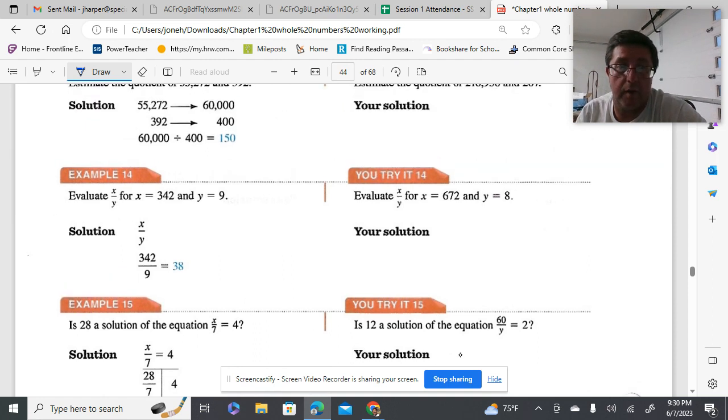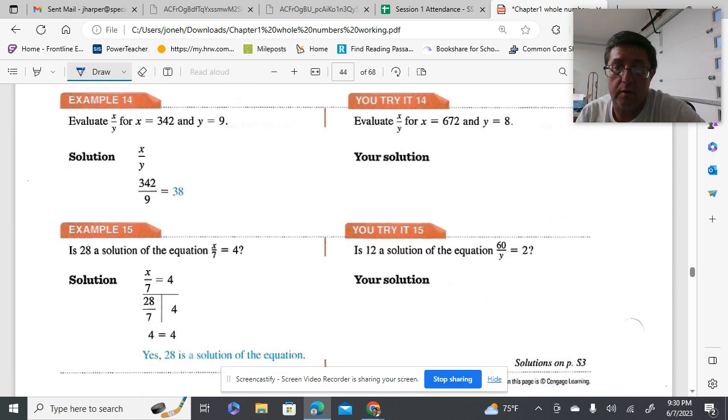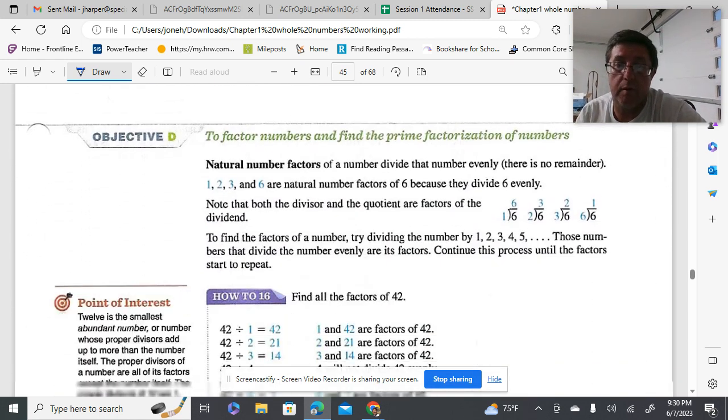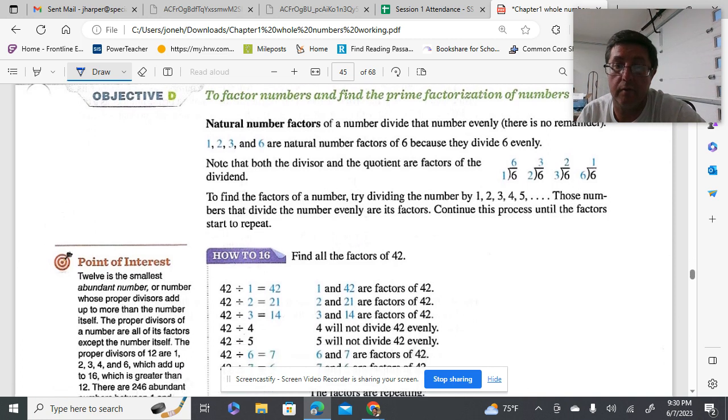So evaluate x divided by y for x equals 342 and y equals 9. Remember, just plug in the x and the y in here. You guys are learning how to use variables. This is going to be so helpful in life.